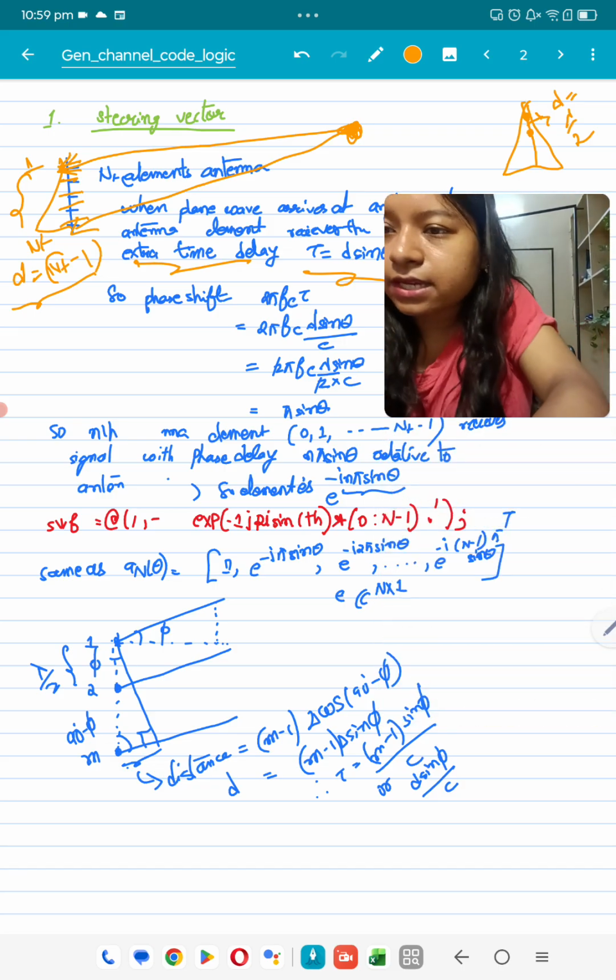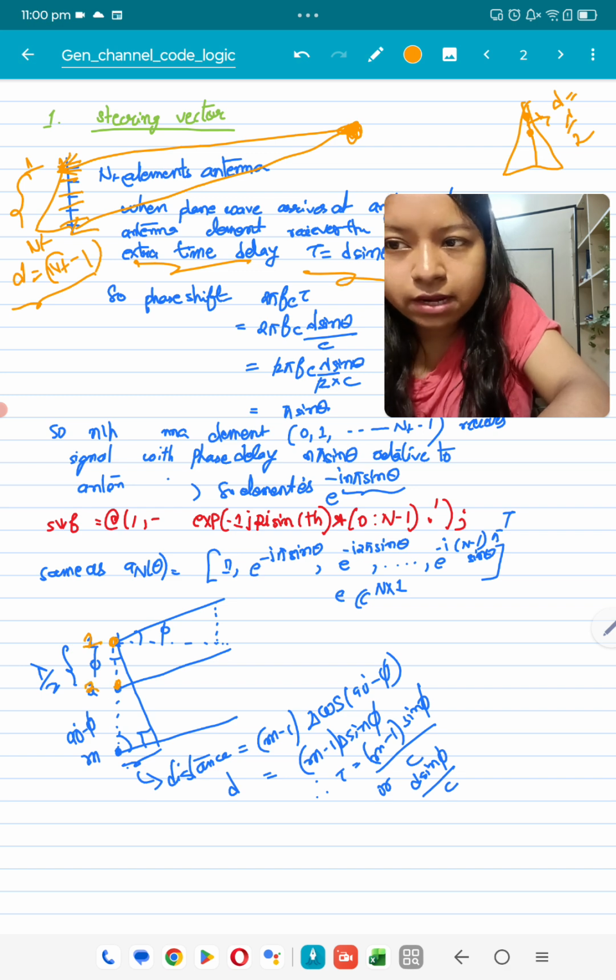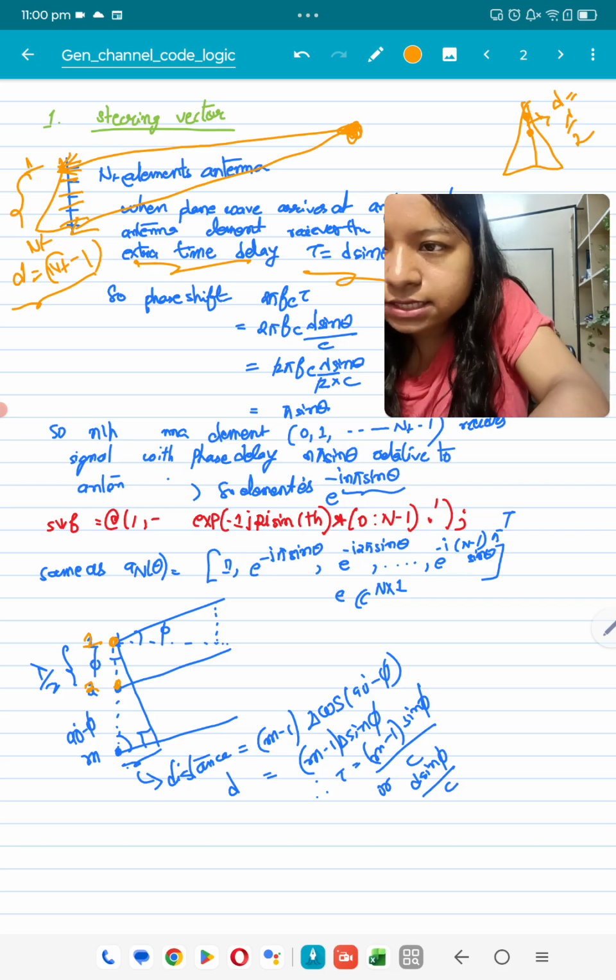Okay, see, if we zoom in, suppose these are my antenna elements. This is the first antenna element, second antenna element, and mth antenna element. Then the distance between each antenna element is lambda by 2. Okay, let us assume that this is our source ray, suppose a distant source. The source ray hits antenna element 1 at an angle of phi.